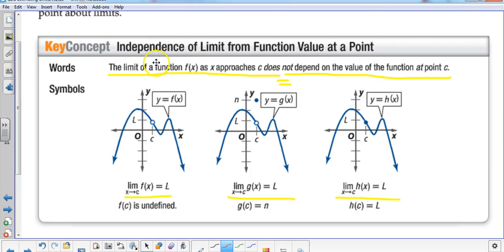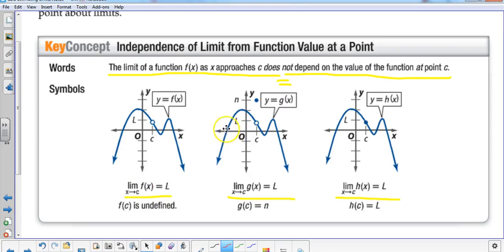All right, this is the concept of a limit, okay? Close attention here. Independence of a limit from the function value at a point. So this particular first graph here has a hole at C. The function at C is undefined, it has a hole. But the limit at C is still defined because you're getting closer and closer to what y value from both sides here? L. Okay, so the limit is L.